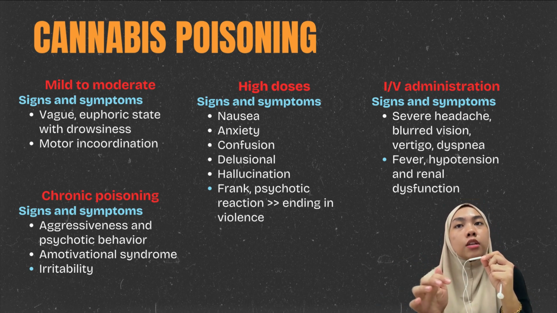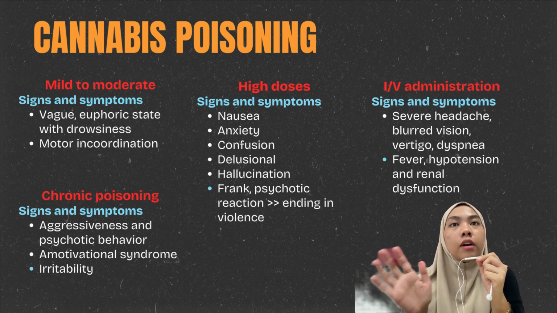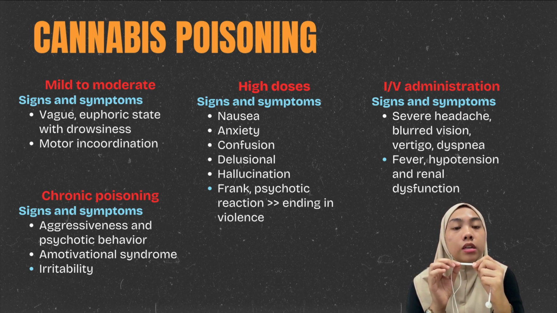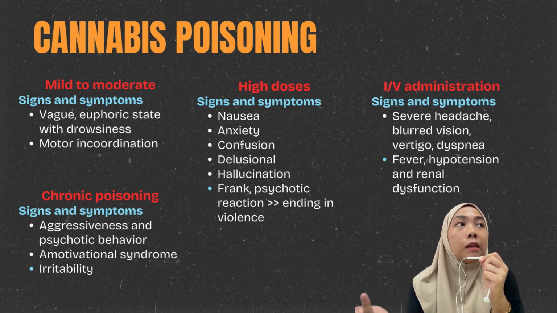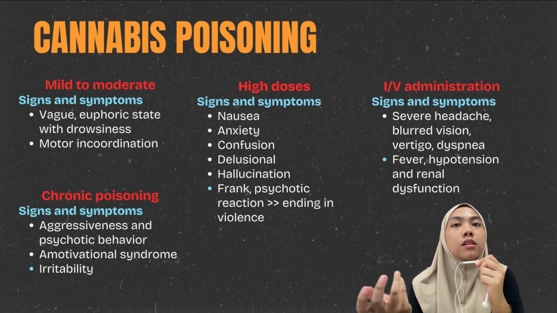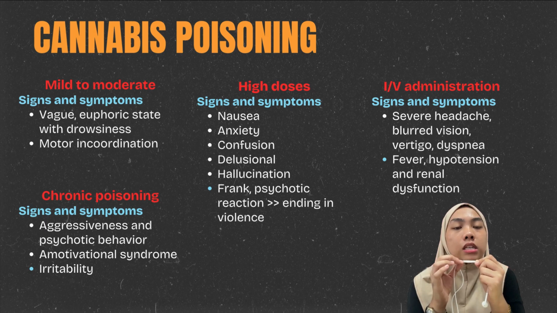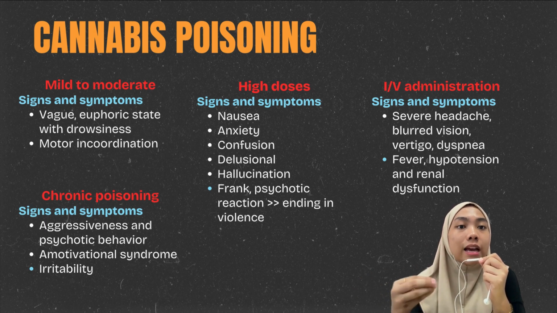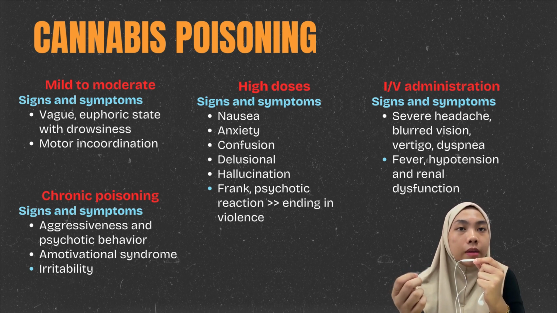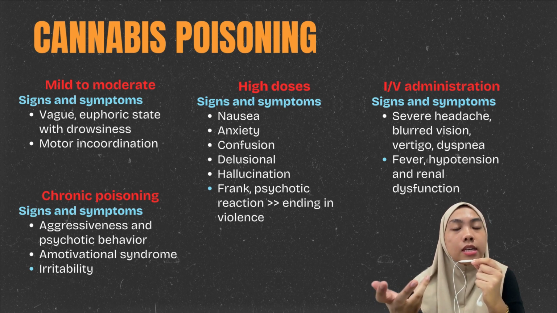For acute poisoning due to mild to moderate intake of cannabis, the signs and symptoms are vague, a euphoric state with drowsiness and motor incoordination. These signs and symptoms are often seen in people who take drugs. Next, if the cannabis poisoning is due to high doses of cannabis intake, the signs and symptoms will be nausea, anxiety, confusion, delusions, hallucinations, and frank psychotic reaction that will end up in violent action. If the acute poisoning is due to IV administration, the patient will have severe headache, blurred vision, vertigo, dyspnea, fever, hypotension, and worst case scenario is adrenal dysfunction.